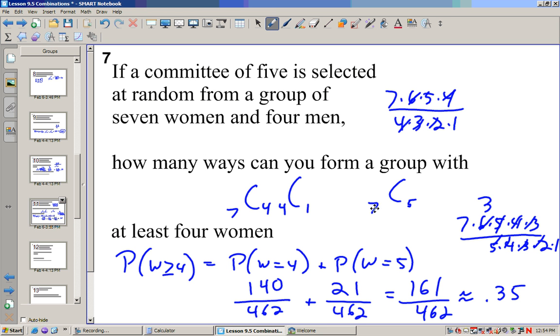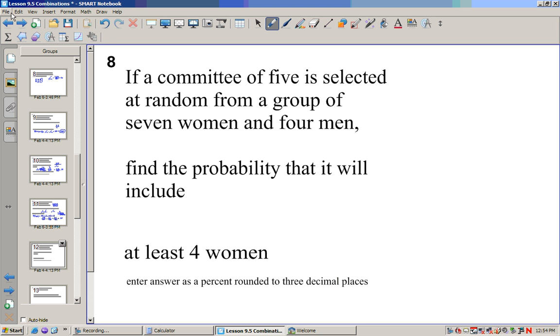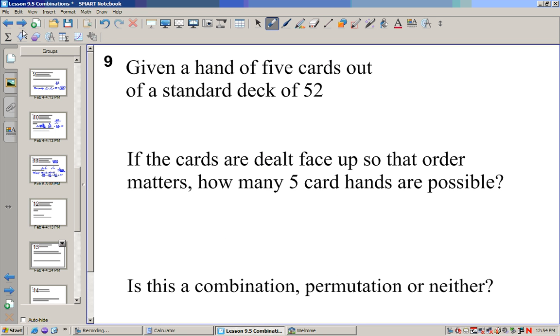Now this one was how many ways, so how many ways would be 161? My next question would have been the probability. We answered it all together.